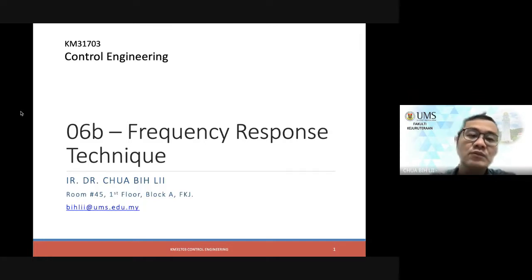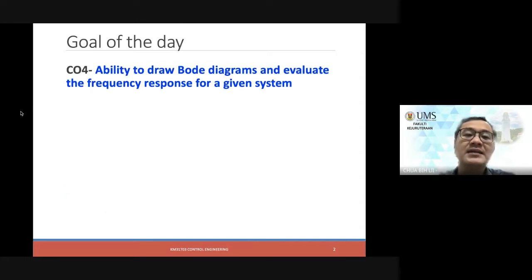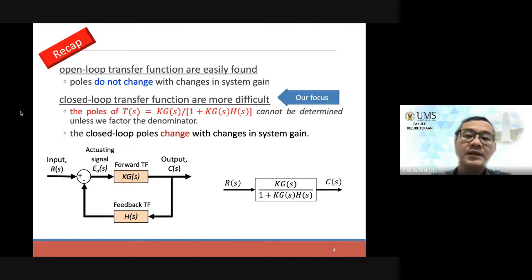Okay, so today we have another technique, which we call the frequency response technique. The goal of the day is the ability to draw a Bode diagram and evaluate the frequency response for a given system. Just a little bit of recap.